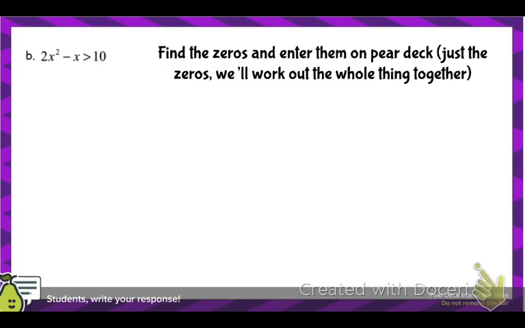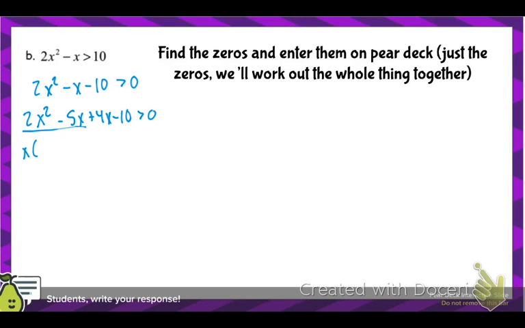All right, so on this one, we did this in class. We went ahead and entered the zeros on Pear Deck, but we'll just go ahead and work this one out. So the first thing I need to do is set it equal to 0, and then I can factor. So if I want to factor by grouping, I would do what multiplies to -20 and adds to -1, split my middle, so -5x plus 4x minus 10.